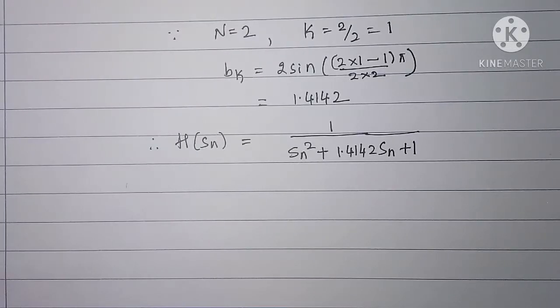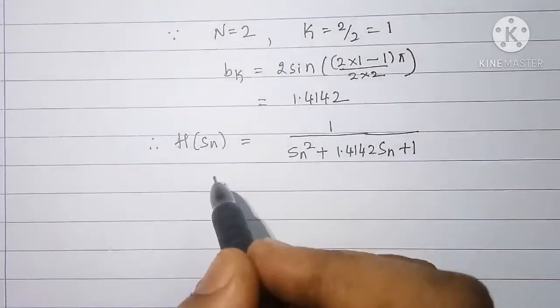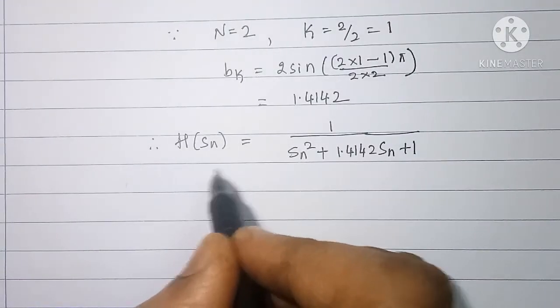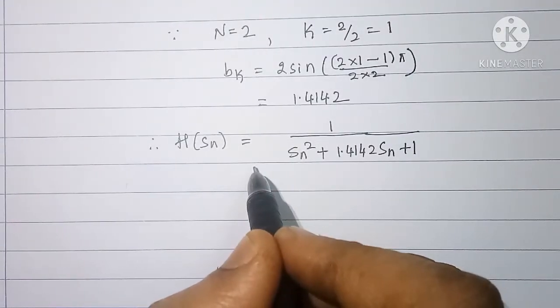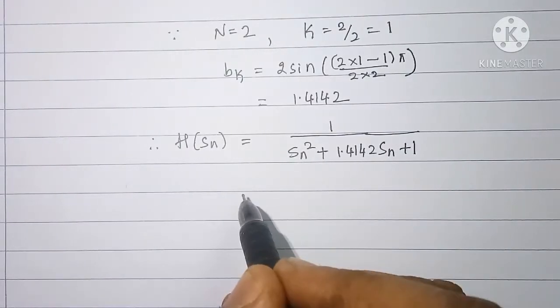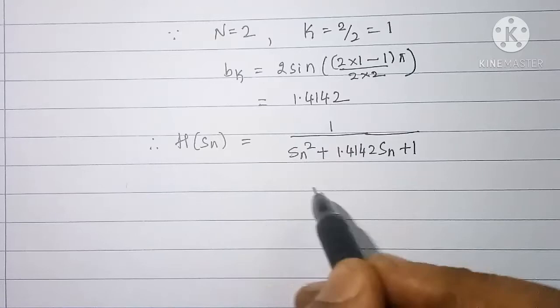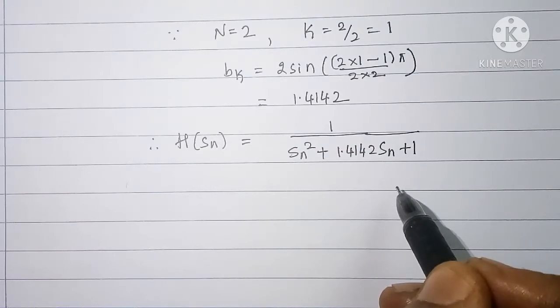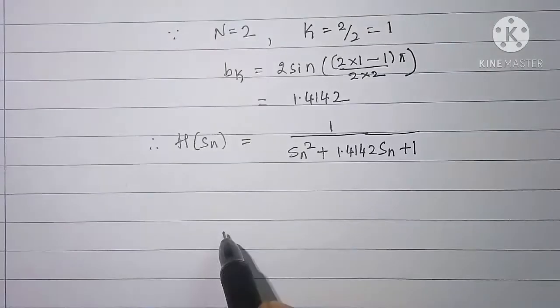Remember please, to convert H(Sn) of low pass filter into H(s) of high pass filter, we have to substitute for Sn equal to omega c by s. Now we have to calculate omega c.